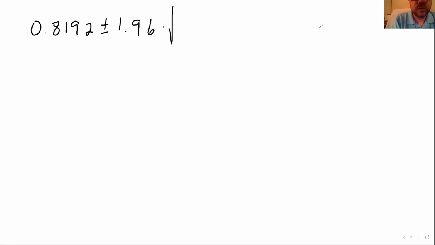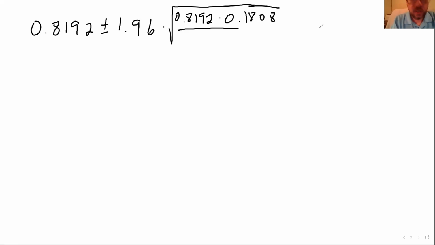So I'm going to do 0.8192 plus or minus 1.96 times the square root of 0.8192 times 0.1808 divided by the sample size, 824. And so we're going to jam that in the calculator. And of course, we'll learn the shortcut key in just a minute, but for right now, just going to use the formula.